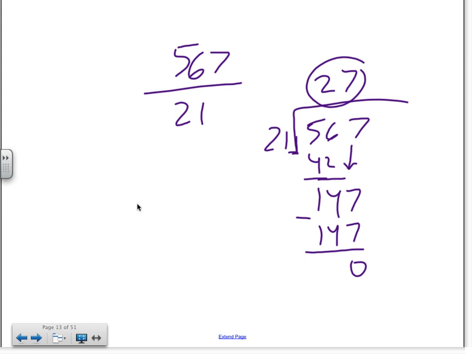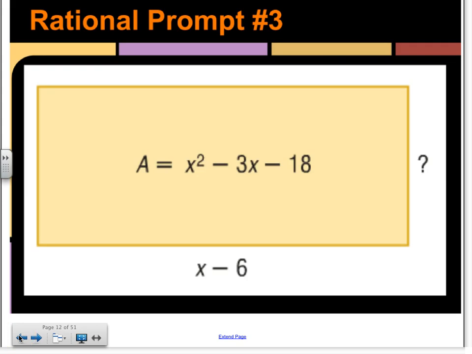With that in mind, I'd like you to try this problem using the technique from yesterday, meaning factor and cancel like terms. Find the width of this rectangle. You know that the area is x squared minus 3x minus 18, and the length of this rectangle is x minus 6. How do we do this? How do you find the width?